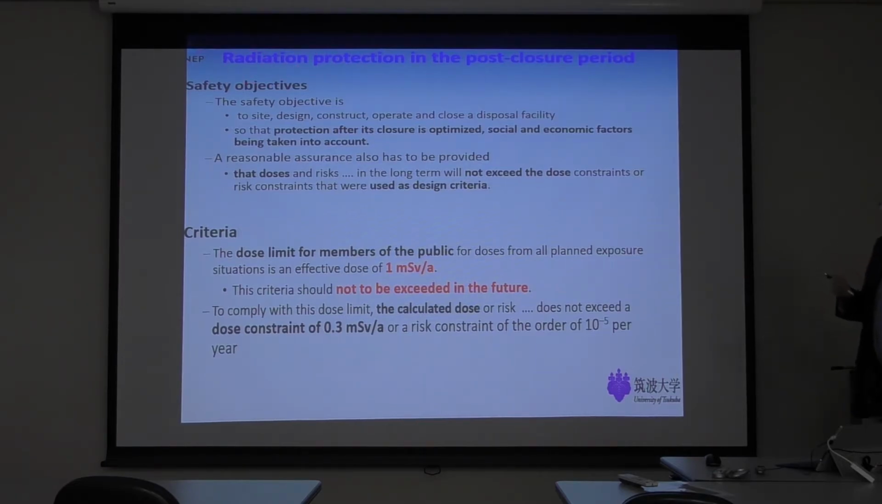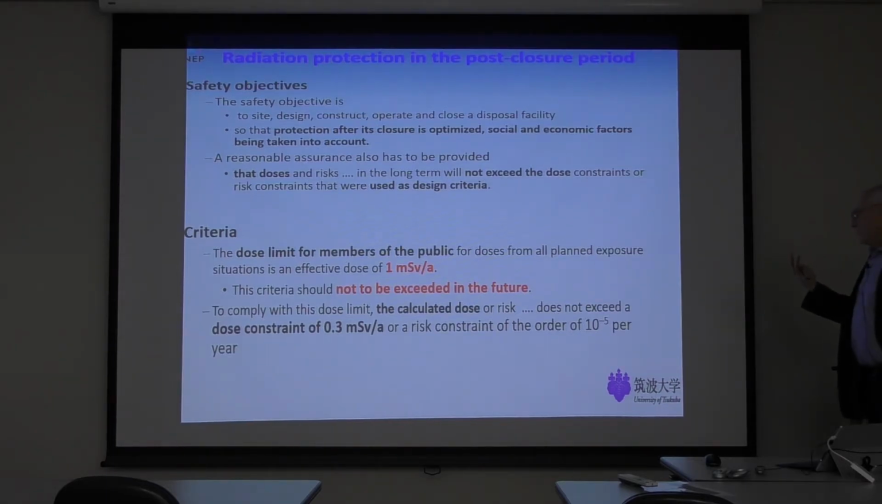Regarding the radiation protection objective in the post-closure period, it is the following. The safety objective is to site, design, construct, operate, and close the disposal facility so that protection is always ensured. And it has also to be demonstrated that doses and risks in the long term will not exceed the dose constraints and risk constraints which are used as design criteria.